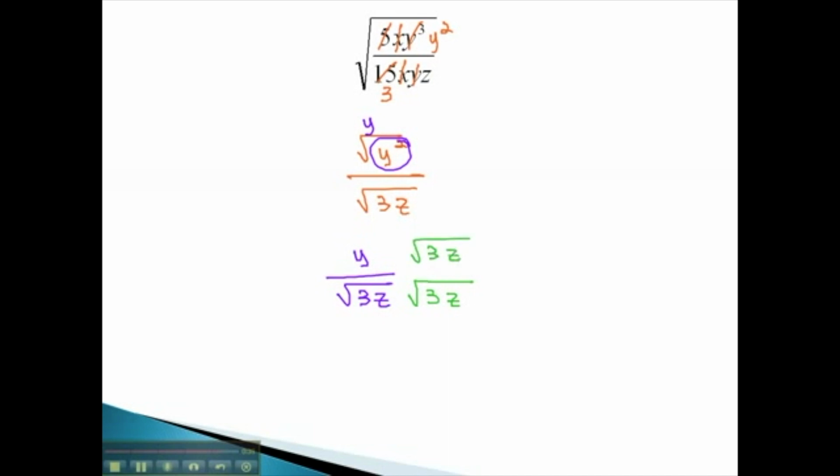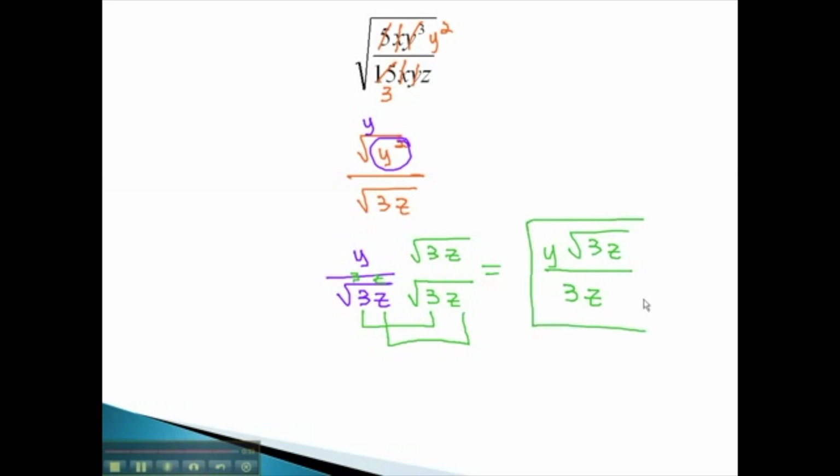Doing the same thing in the numerator, so that our numerator is y times the square root of 3z. In the denominator, we have 3 squared, which comes out as a 3, and z squared, which comes out as a z. There is now nothing left in the radical, and we have just 3z in the denominator. By clearing the radical out of the denominator, we get our final simplified solution.